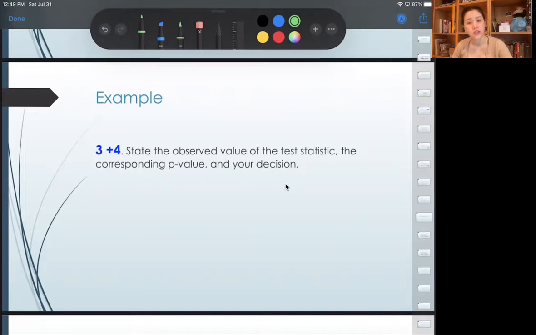and your decision. So what is your test statistic? And then from the test statistic, you figure out your p-value. And from the p-value, you can compare with the alpha. Remember, the alpha is 1%. And then you draw your decision from there.